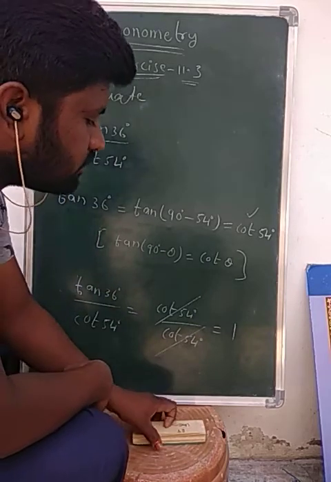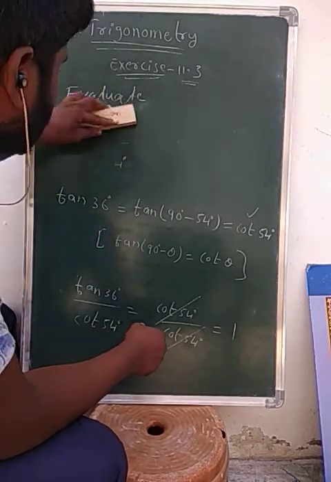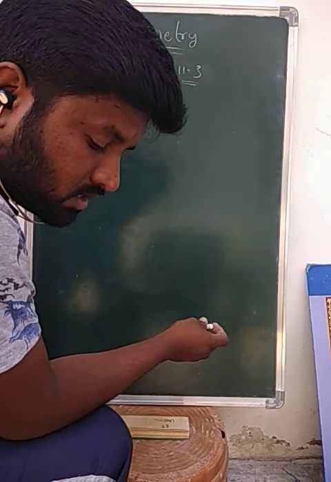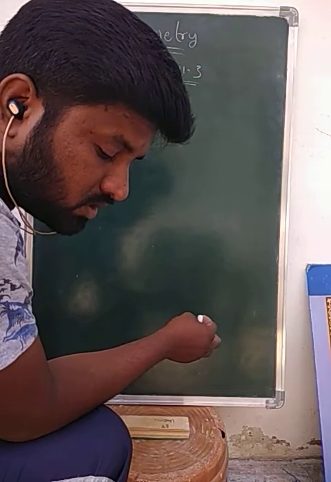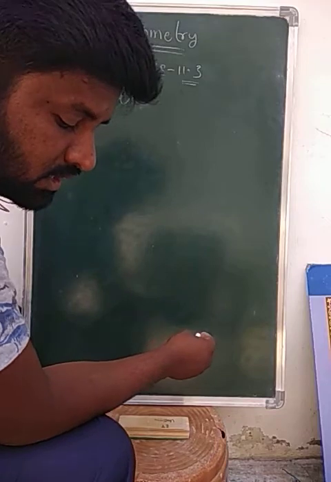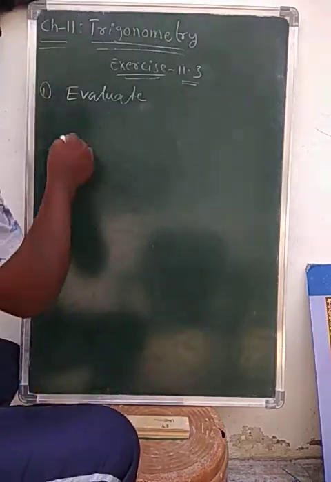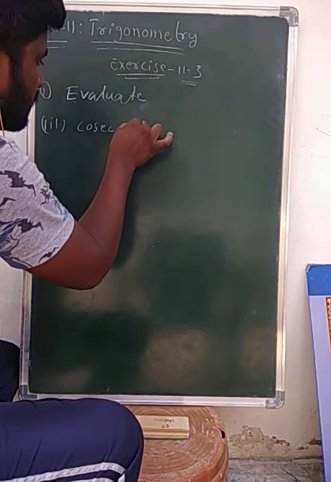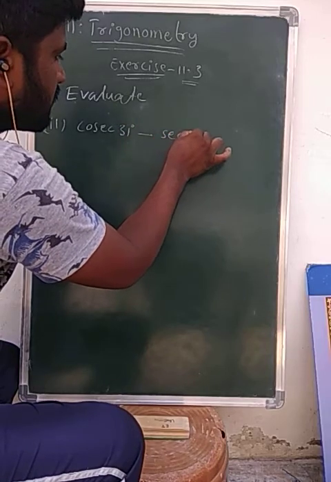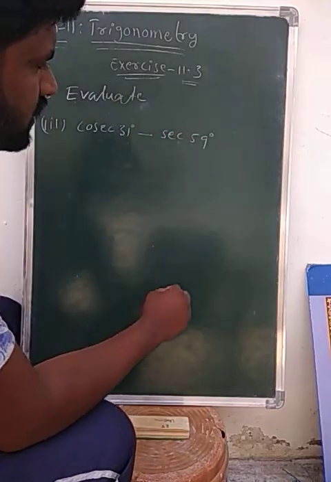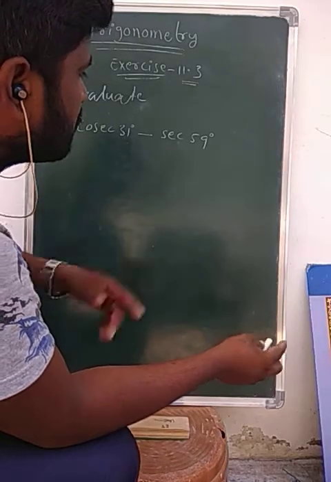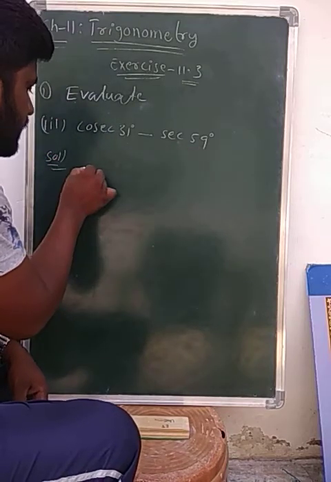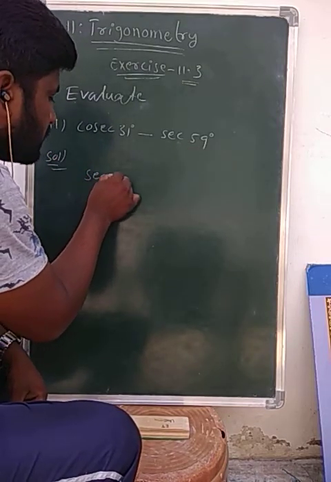Now see the next question. I am taking the third question: cosecant 31 degrees minus secant 59 degrees. You can take either one; I am taking secant 59 degrees.